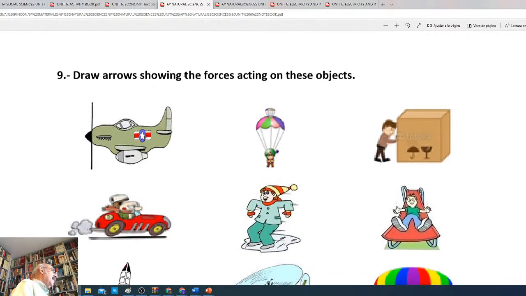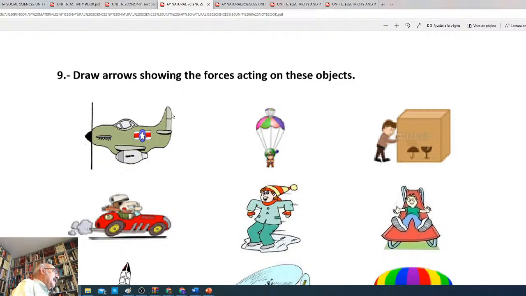Now pay attention here, because many of you did this exercise wrong. You have to draw arrows showing the forces acting on these objects. When an object is moving, or when an object is stationary, different forces are acting there. So take a look at this plane.